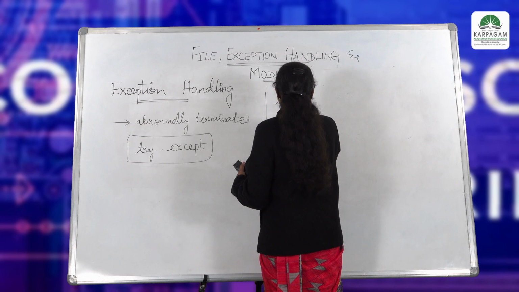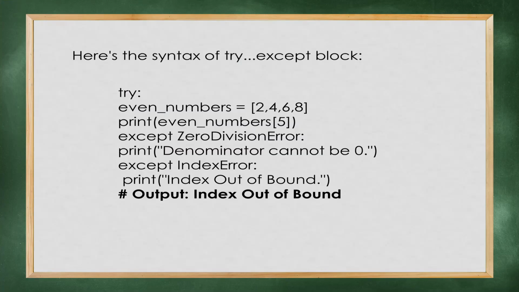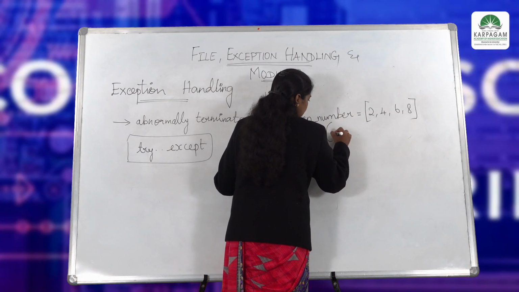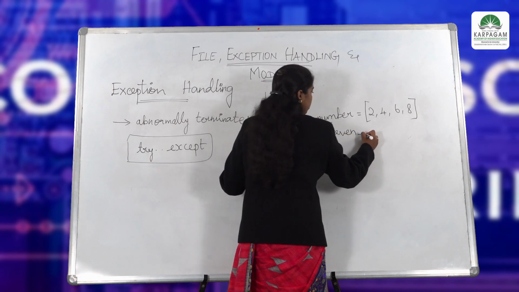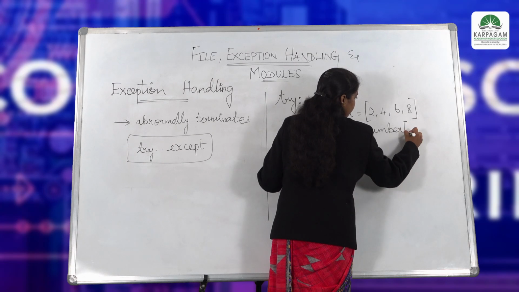I am giving the try keyword along with a colon. If I am printing an even number, the even numbers are 2, 4, 6, 8, and this is my list. Now I am printing this value as even_number[5].